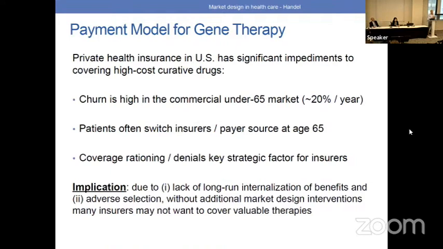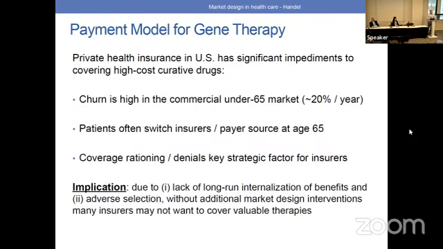One of the issues in this area that I think is especially interesting is how private health insurance coverage in the US will interact with this type of treatment, which is very high cost but curative. Here are some facts that I think make this an interesting market design issue. First, churn across insurance products is very high in the commercial US market under 65. Some studies suggest it's roughly 20% per year, people switching across insurance carriers.